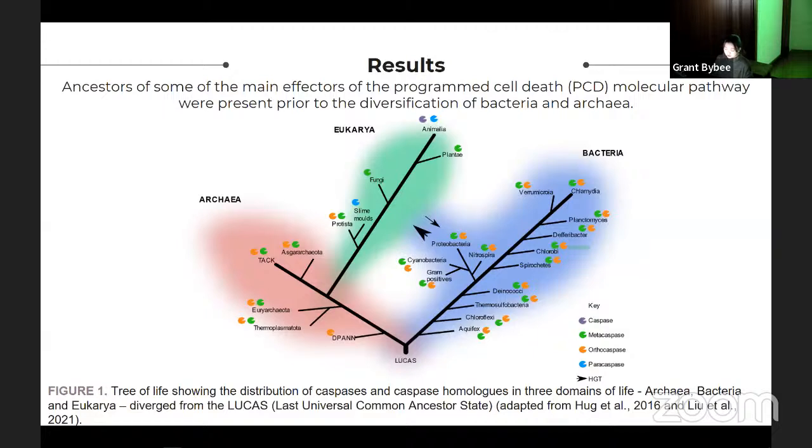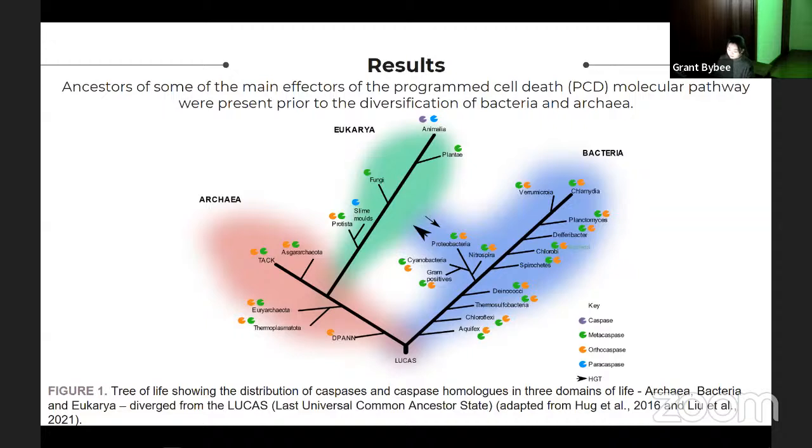The conclusion I got from my research project was that we found genes encoding the ancestors of one of the main effectors of the programmed cell death, or the PCD molecular pathway, in archaea. As you can see on this tree of life diagram, some of the proteins that are ancestors of one of these main effectors were present in the deep branching phyla of archaeal bacteria. We basically concluded that they were present prior to the diversification of archaeal bacteria.